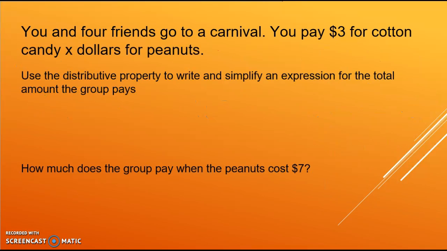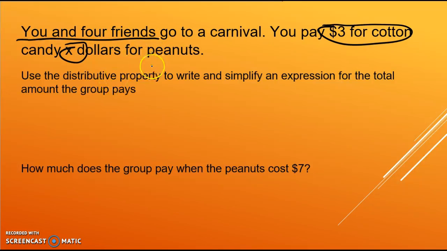Alright, last slide, here we go. It says, you and 4 friends go to a carnival. You pay $3 for cotton candy and x dollars for peanuts. What it wants us to do first is use the distributive property to write and simplify an expression. I am going to underline or circle the important parts of the problem. So I know it's $3 for the cotton candy, and I know it's x dollars for the peanuts, and then I know it's me and 4 friends.